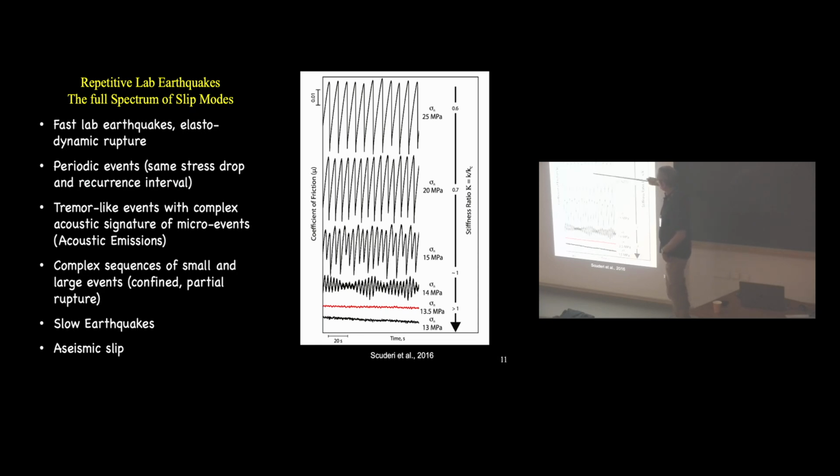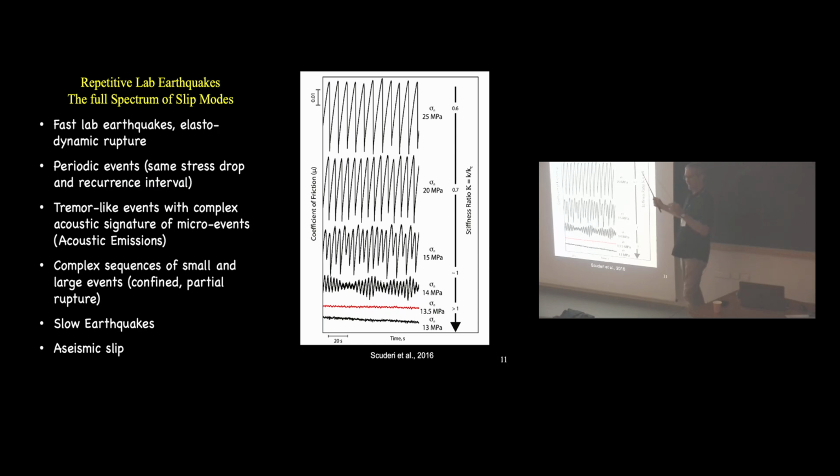So I'm showing you the coefficient of friction, always at this scale, so pretty zoomed in, and I just offset them here. So there's nothing interesting about the fact that this one's higher than this. I just offset them on this plot so we can see all of them together. They're all plotted at the same scale. This is time, that's 20 seconds. At 13 megapascals, we just see stable sliding. At 13.5, we also just see stable sliding. And then as you go up, you see different kinds of behaviors.